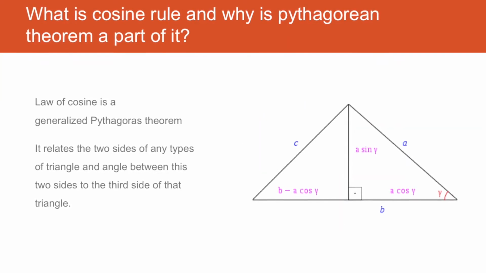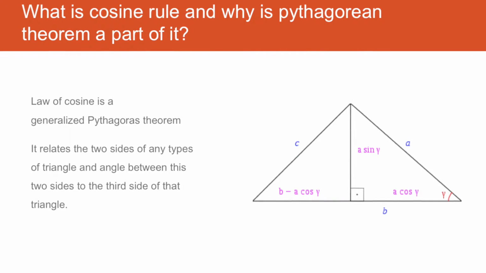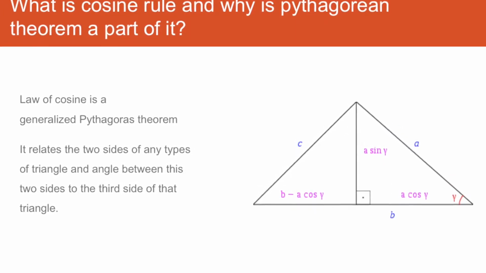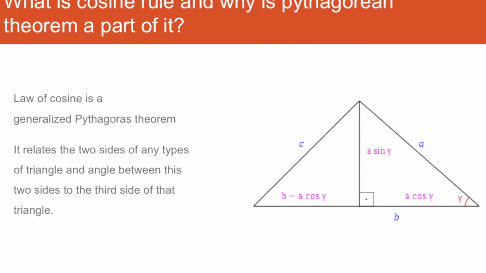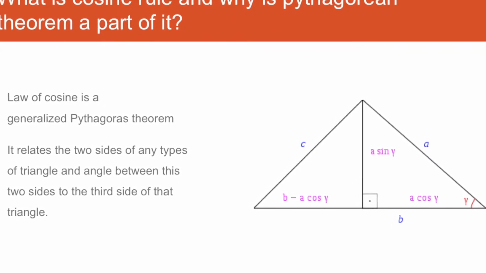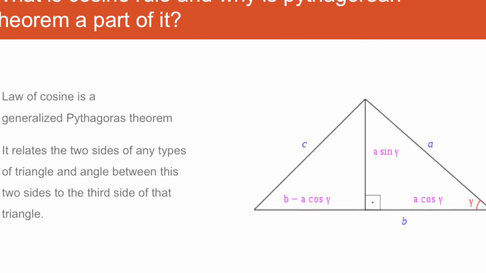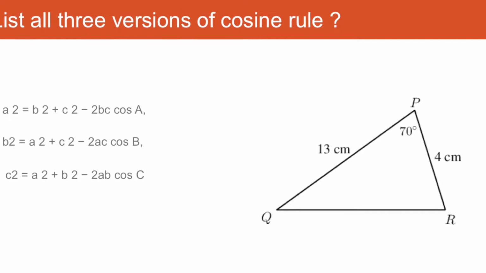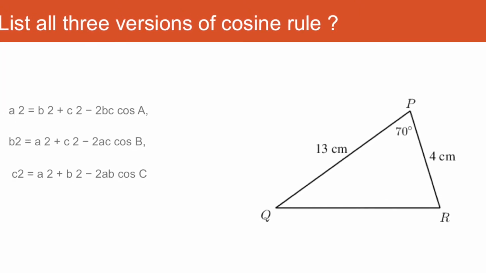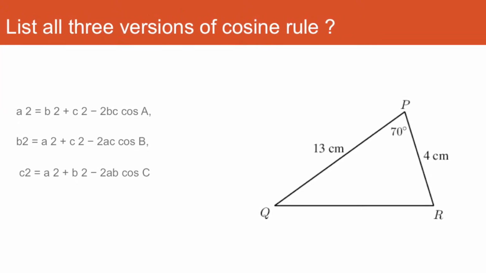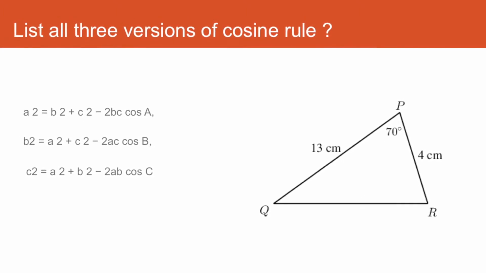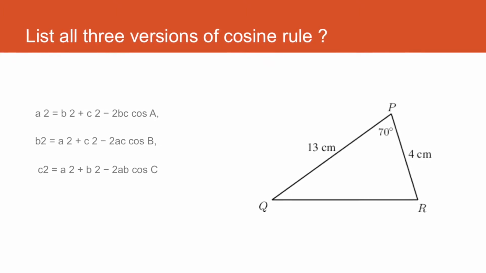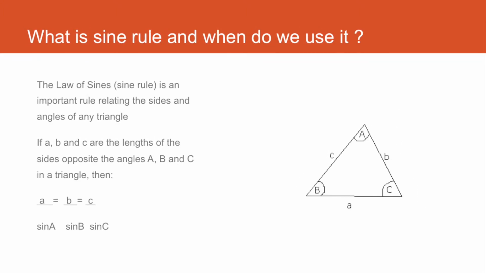Well, the cosine rule, and why the Pythagorean theorem is part of it, is because the law of cosines is a generalized Pythagorean theorem. It relates two sides of any type of triangle and the angle between these two sides to the third side of that triangle. You can see this in the picture to the right. The three versions of the cosine rule are a squared equals b squared plus c squared minus 2bc cosine A, b squared equals a squared plus c squared minus 2ac cosine B, and c squared equals a squared plus b squared minus 2ab cosine C.